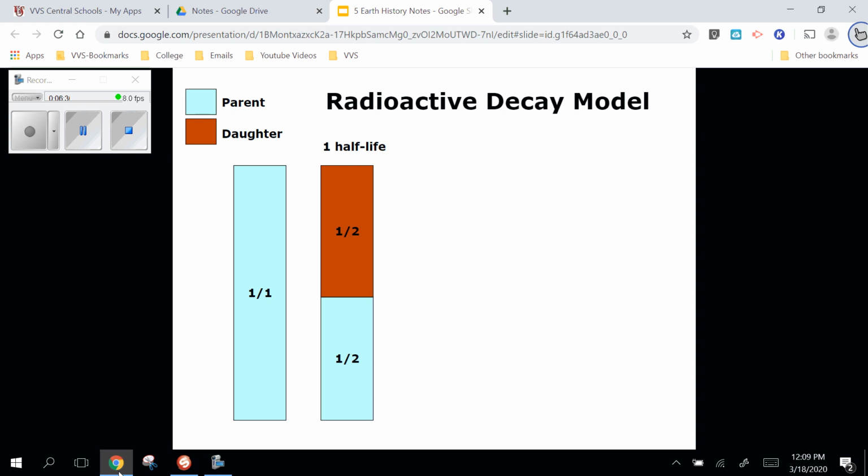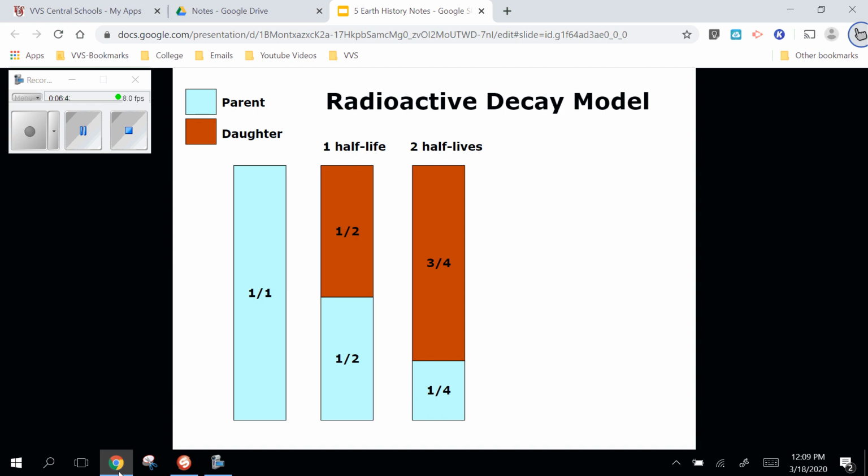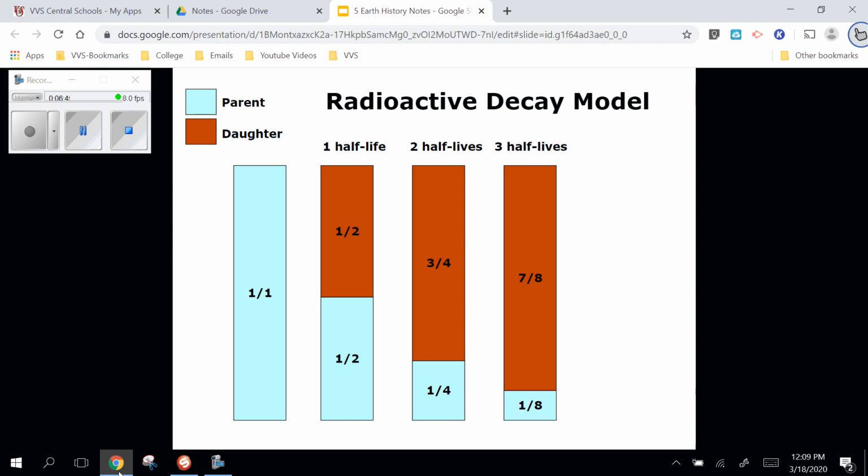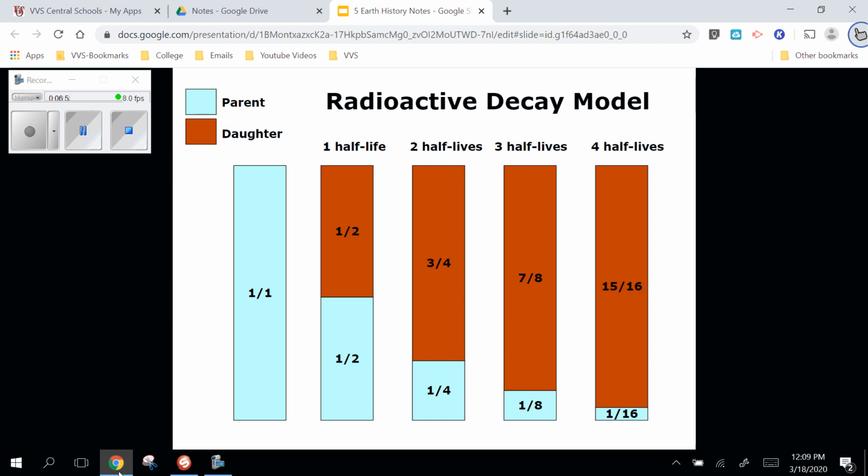After two half-lives, we've got half of the half, which is a quarter. The rest of it is daughter. After three half-lives, we have half of a quarter, which is an eighth, and the rest is daughter. See how it's getting less and less? The parent isotope is getting cut in half each time, and then the rest of it becomes daughter.